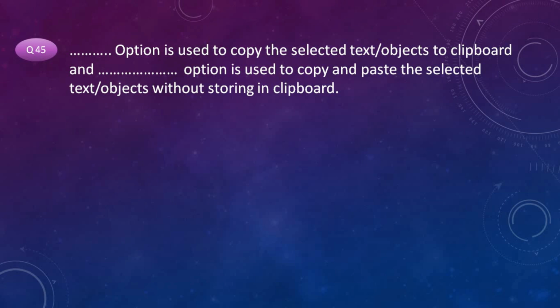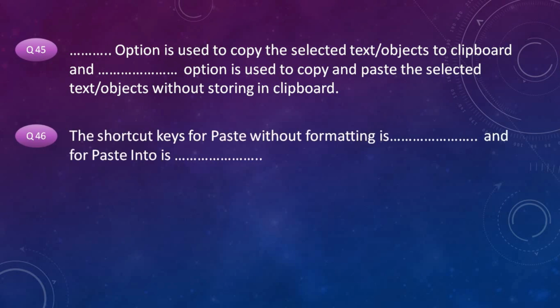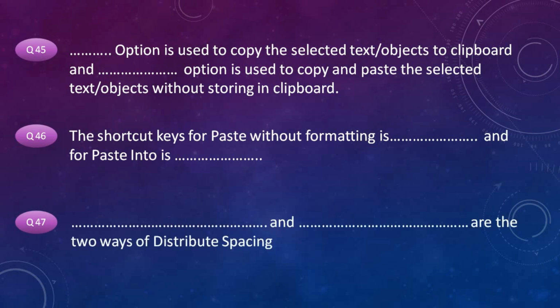Next question. Dash option is used to copy the selected text or object to the clipboard, and dash option is used to copy and paste the selected text or object without storing in clipboard. The shortcut key for paste without formatting is dash, and for paste into is dash. Dash and dash are the two ways of distribute spacing.